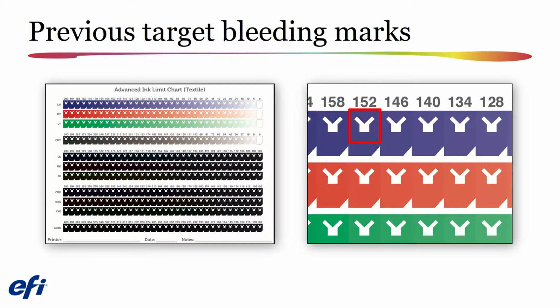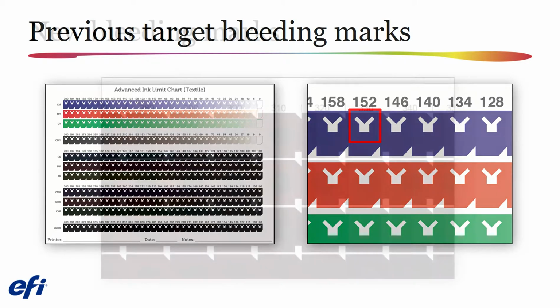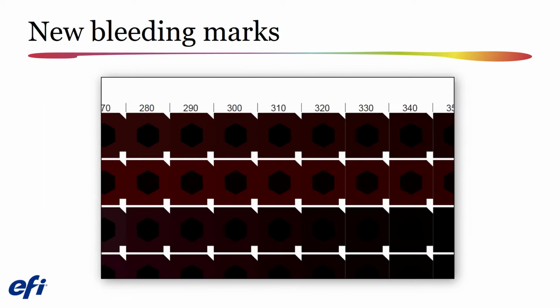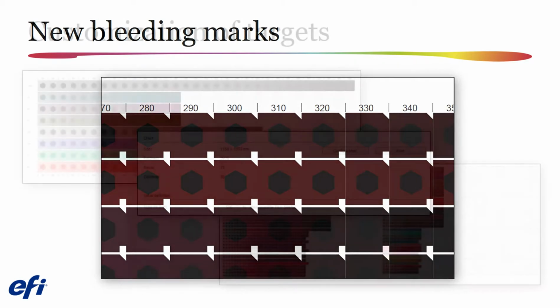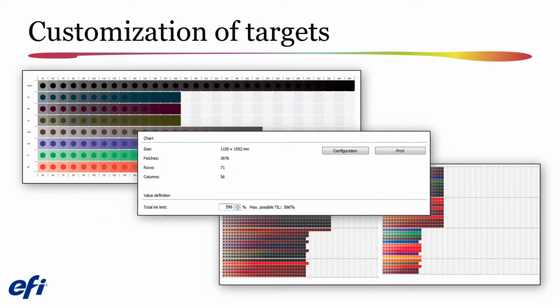Also, instead of the small extensions on each patch to help you detect ink bleed on textile materials, a new style of bleeding mark is being used to help increase the accuracy of your evaluation. In addition to newly designed targets, you will also find that you will now have the ability to customize the layout of the target that you print.